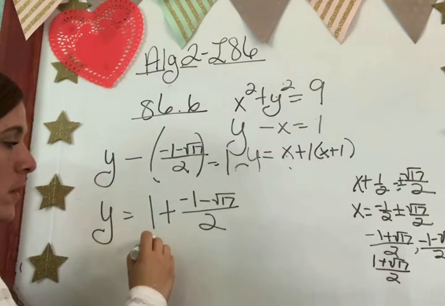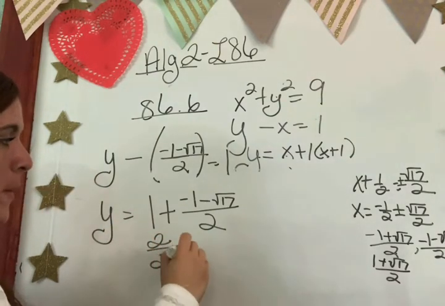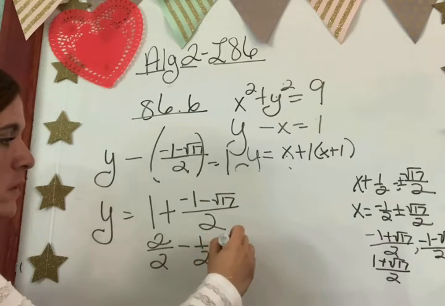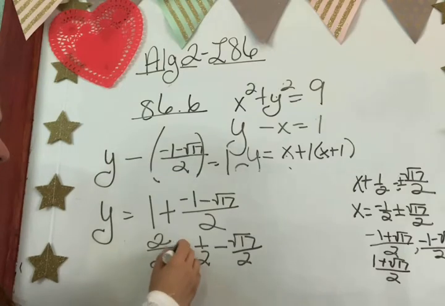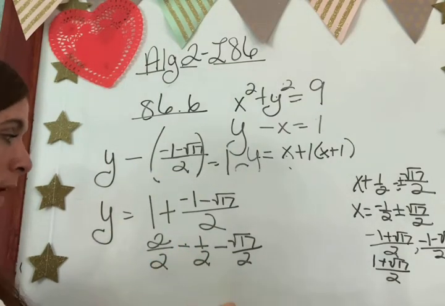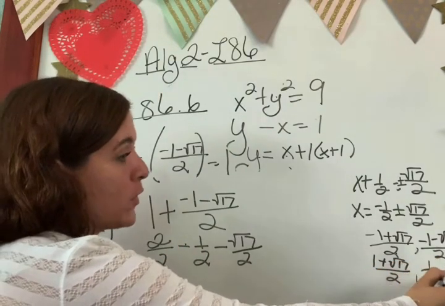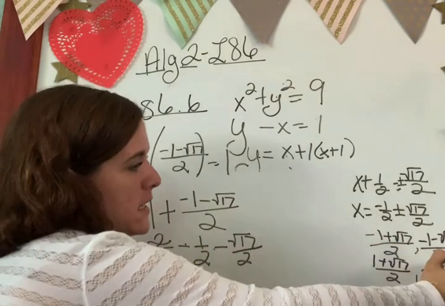So let's break it up. 2 over 2 minus 1 over 2 minus square root of 17 over 2. So that's going to be 2 minus 1 is 1 over 2, pardon, minus square root of 17 over 2.